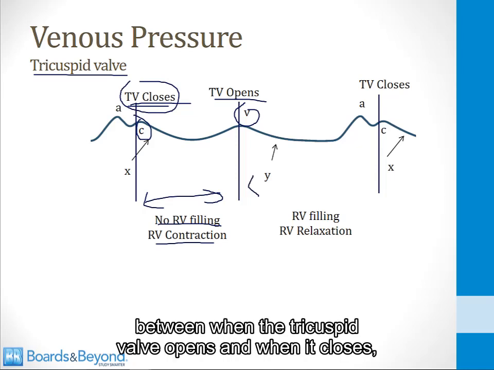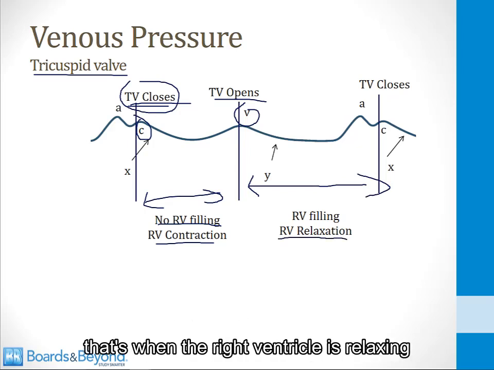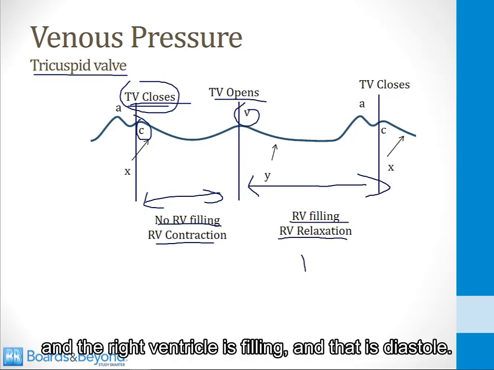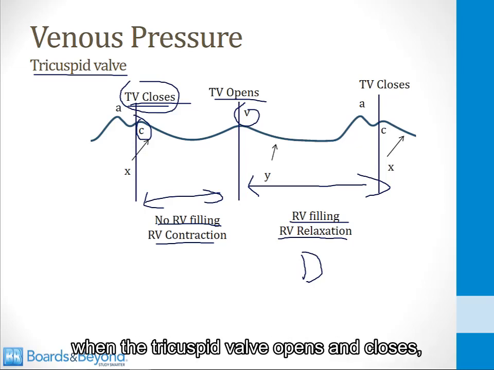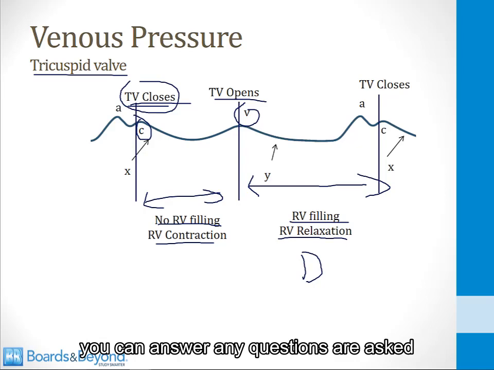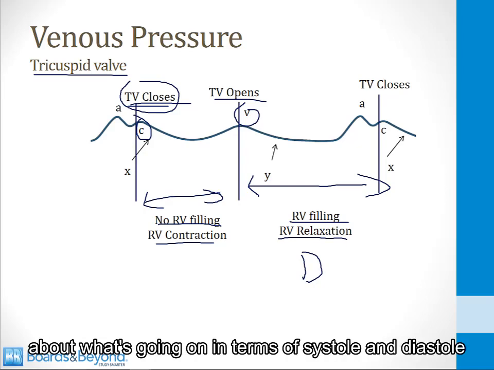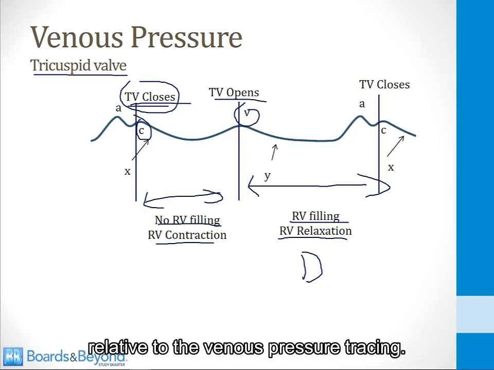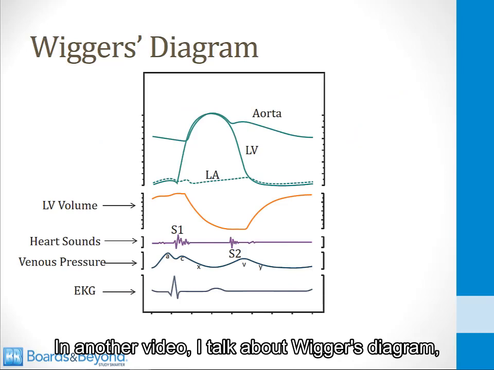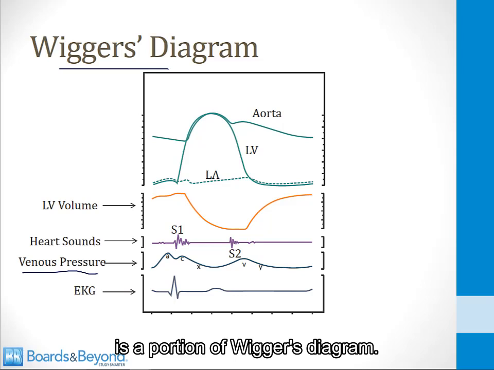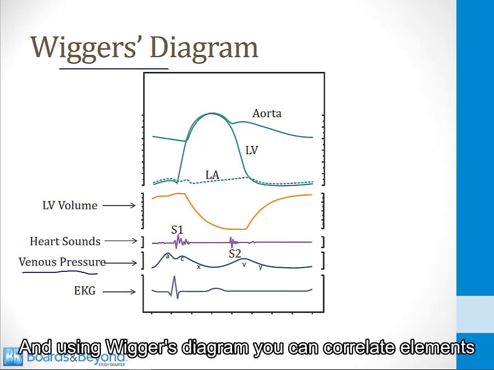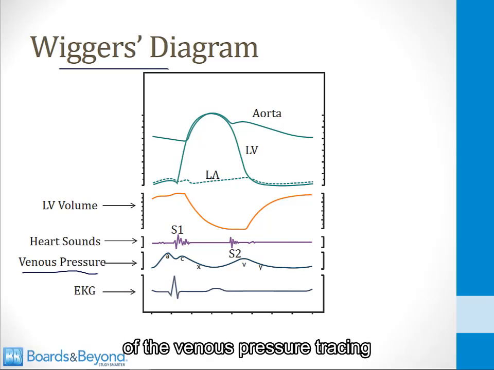Beyond these 2 points, between when the tricuspid valve opens and when it closes, that's when the right ventricle is relaxing and the right ventricle is filling, and that is diastole. So if you can just remember when the tricuspid valve opens and closes, you can answer any questions you're asked about what's going on in terms of systole and diastole relative to the venous pressure tracing. In another video, I talk about Wigger's diagram, but I just want to point out to you that the venous pressure curve is a portion of Wigger's diagram, and using Wigger's diagram, you can correlate elements of the venous pressure tracing with other events in the cardiac cycle.